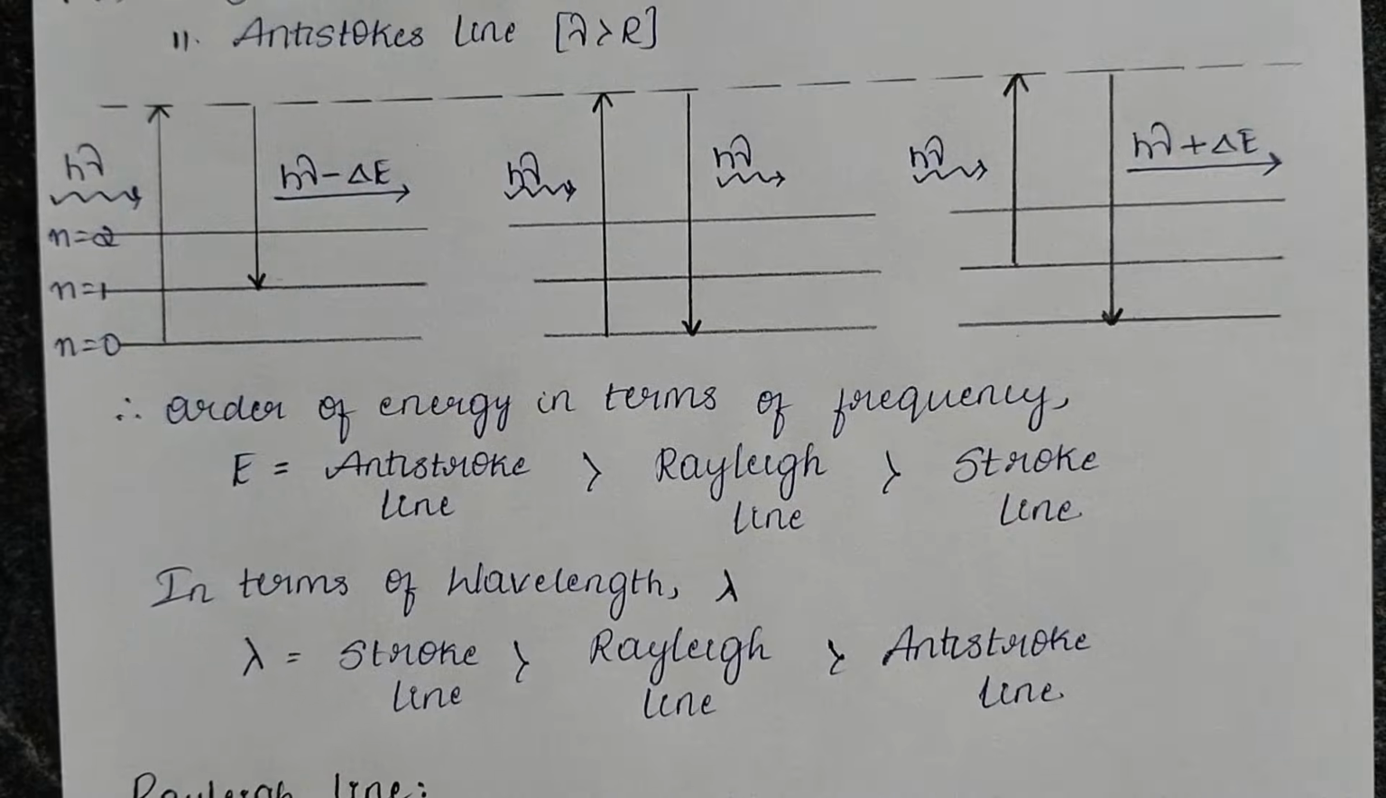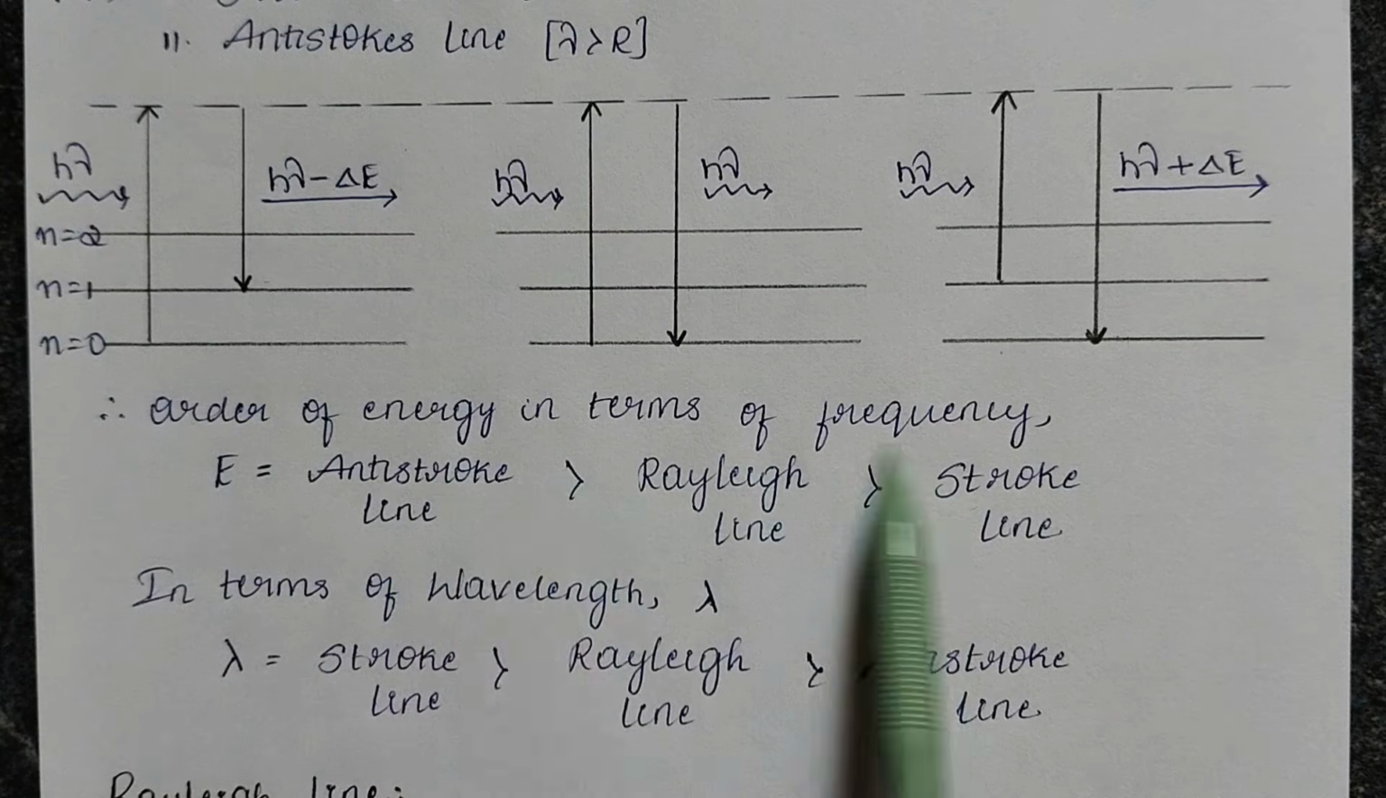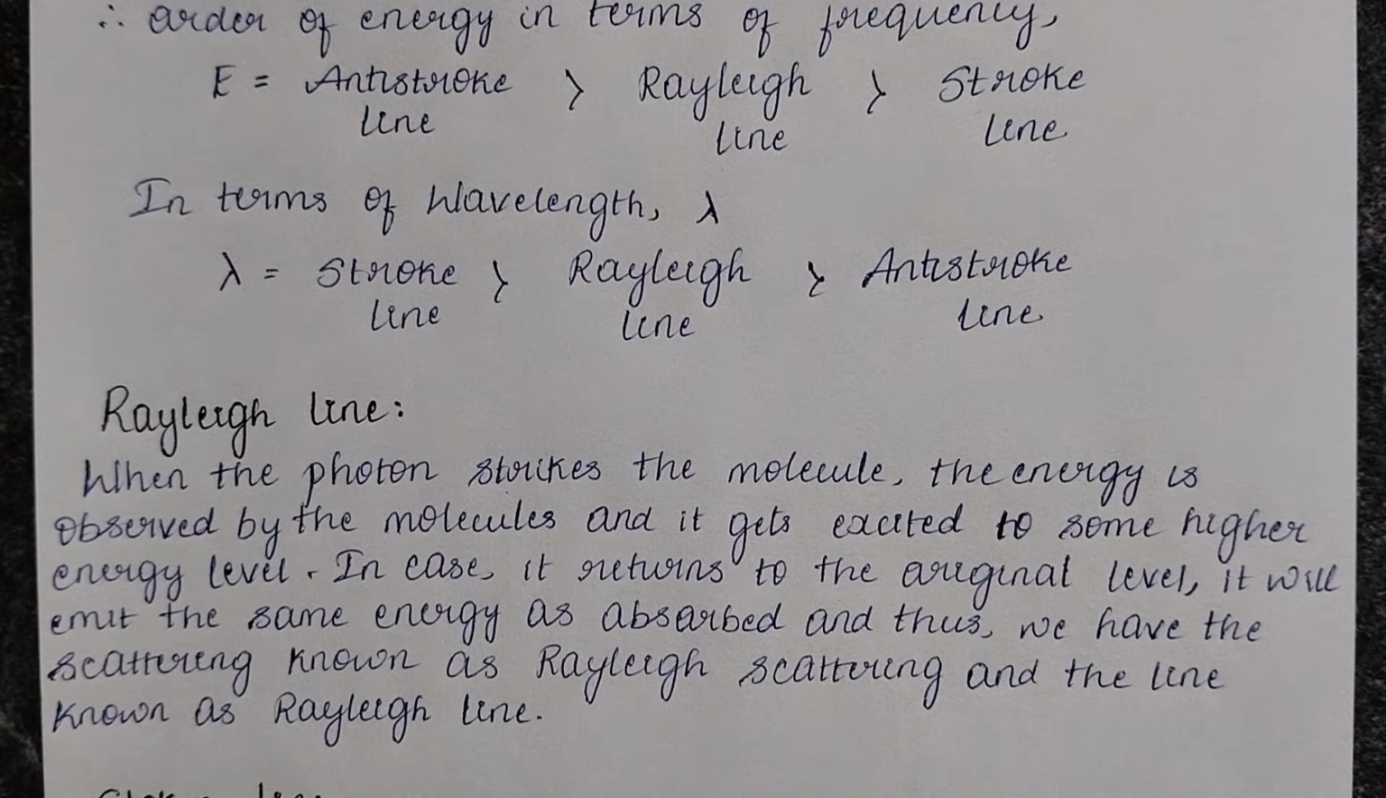And similarly, when it comes in terms of wavelength, we know that energy is inversely proportional to wavelength, that is if energy increases, wavelength decreases. If wavelength increases, energy decreases, and thus this order will be reversed. In terms of lambda, the wavelength will be more for Stokes line when compared to Rayleigh line and when compared to anti-Stokes line. Now let us see what is Rayleigh line mean.